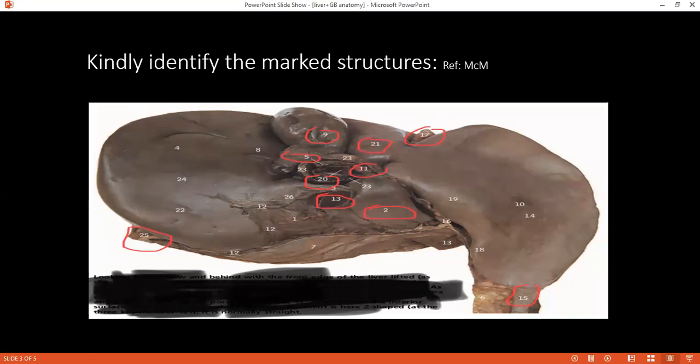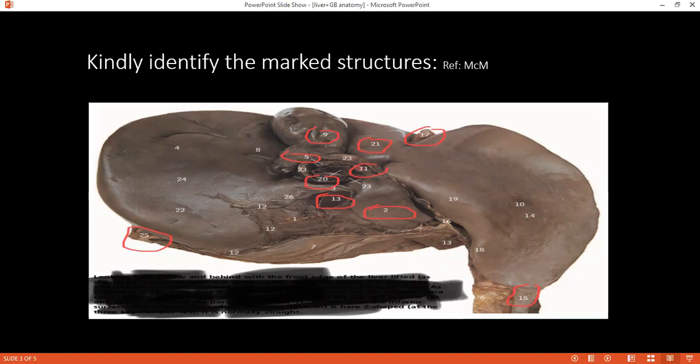Don't tell me the ones which are not labeled, just the circled red ones. Did you tell me what 15 is, please? 15 is the left triangular ligament, ma'am. 25 is the right triangular ligament. How many triangular ligaments are there which are supporting the liver? Two, ma'am, right and left.